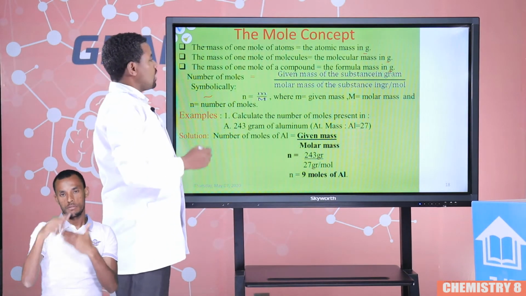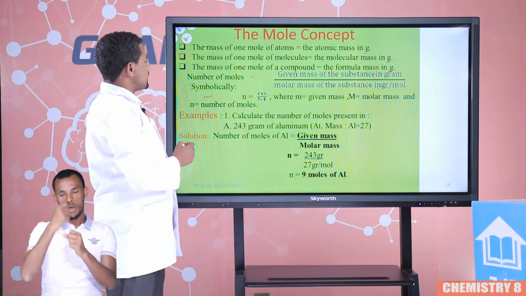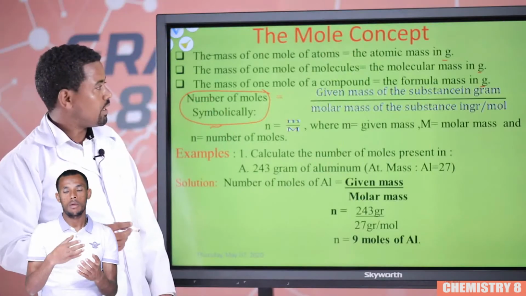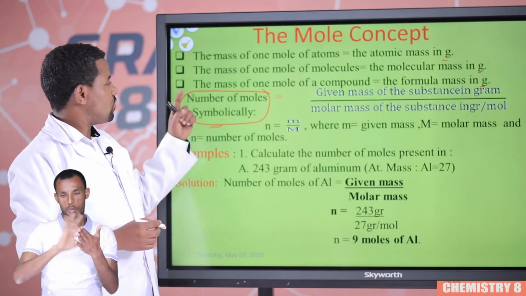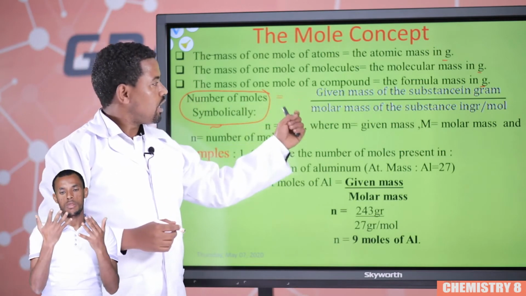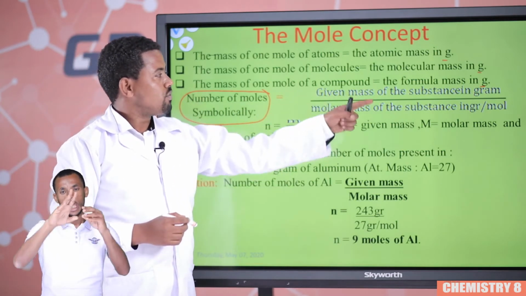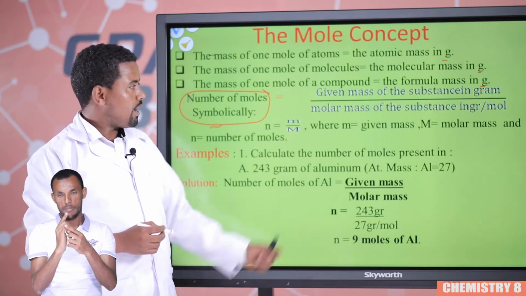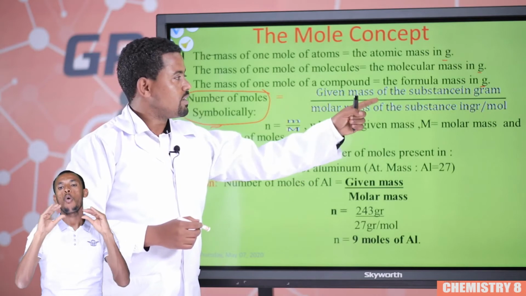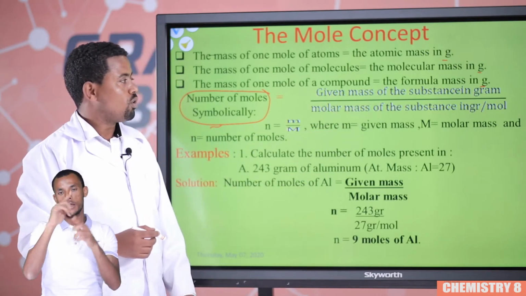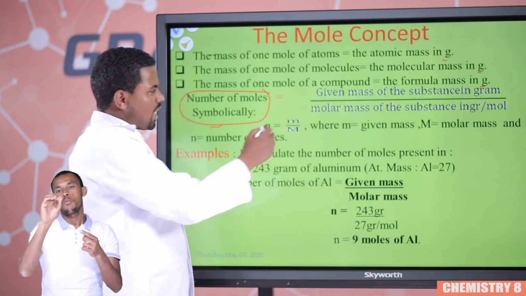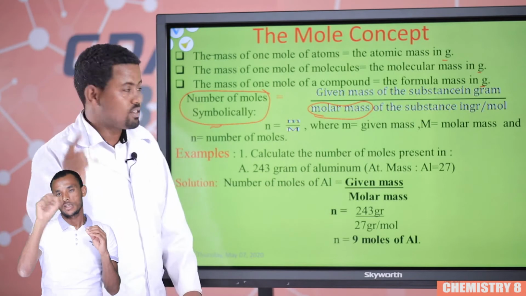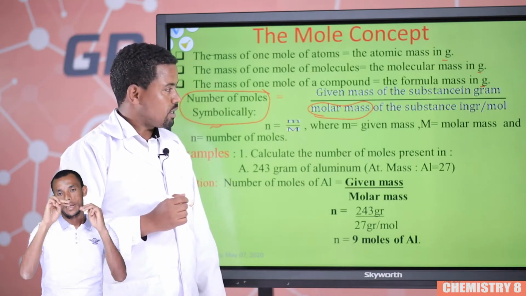Therefore, how can we calculate the number of moles in a given question? The number of moles of a substance is equal to the given mass of the substance expressed in gram divided by the molar mass of the substance in gram per mole. Remember, molar mass means the mass of 1 mole of a substance.